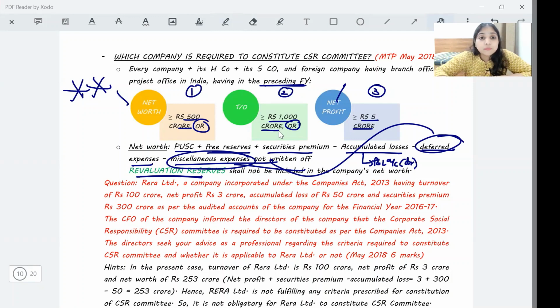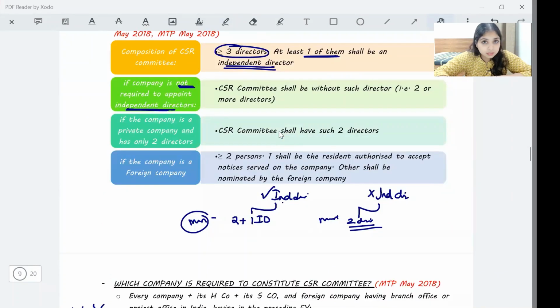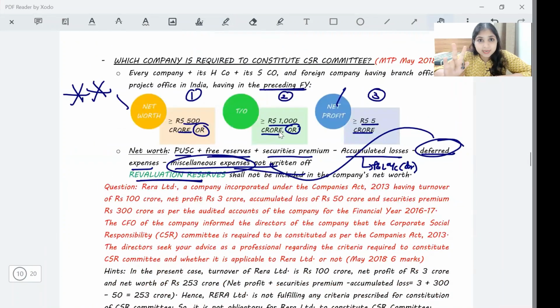Okay, so first we learned the CSR committee, the 3 roles. Then we learned 2 directors in the CSR committee. In case we have independent directors also, then 3 directors are required in the CSR committee, one of whom will be the independent director.